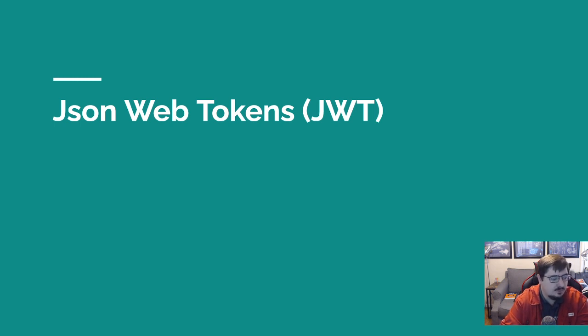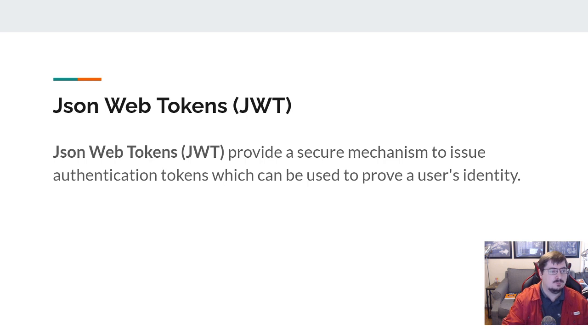We're going to use this to generate what we call a token, which basically comes out as a string. But that string is what we're going to use to prove our identity. And it's got some security mechanisms around it, so that even if you can change your cookies, you can't necessarily give yourself a different token. In general, JSON web tokens provide a secure mechanism to issue authentication tokens, ways to prove who you are.